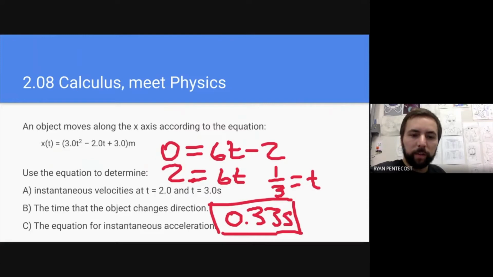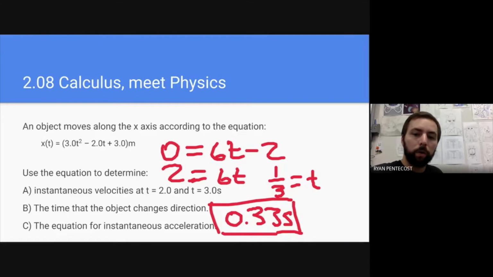And if this is going a little too fast for you, pause it, ask a question in the discussion boards, or just go back and listen to the power rule all over again, because I know that was a very fast moving section. But to find where an object changes direction, you can look at where the velocity is 0. That almost always indicates a change in direction.